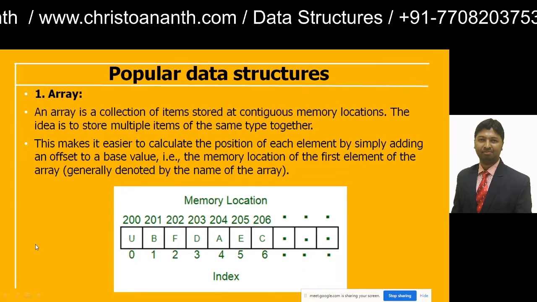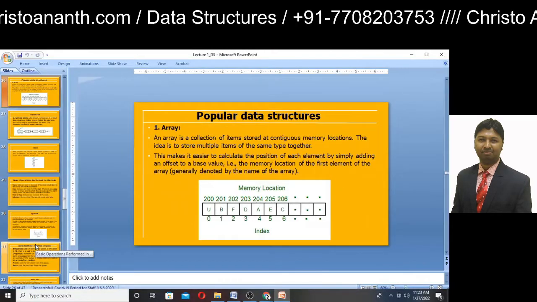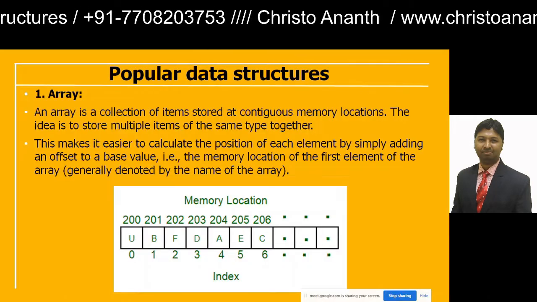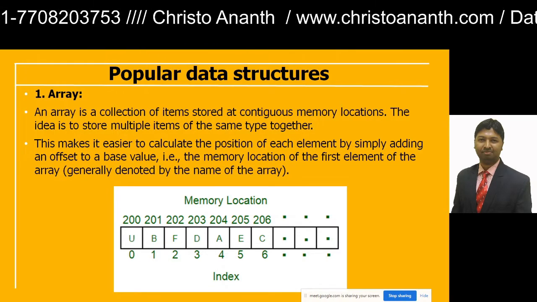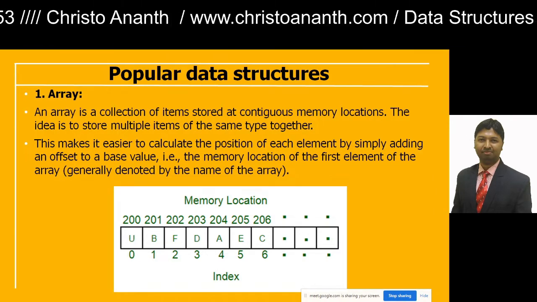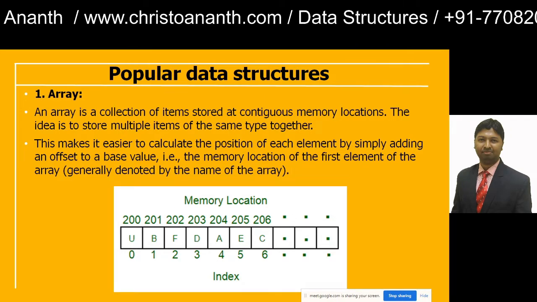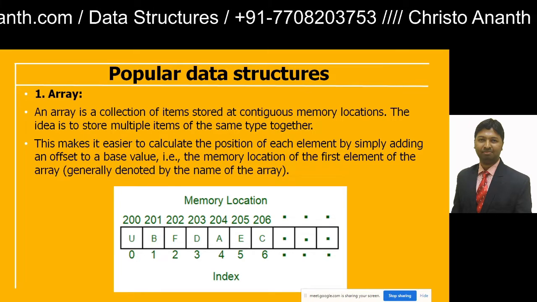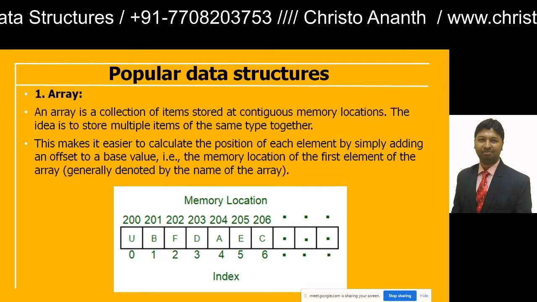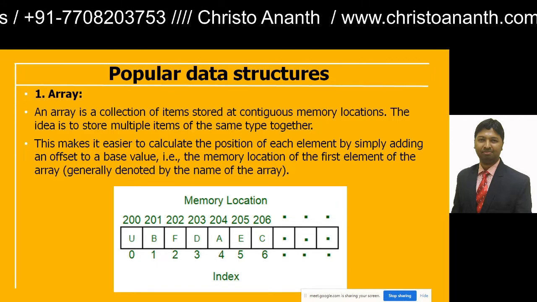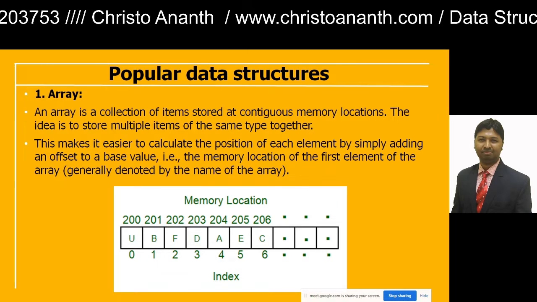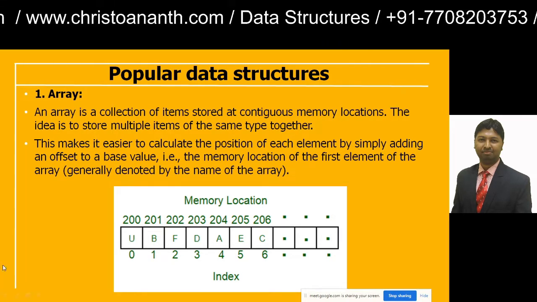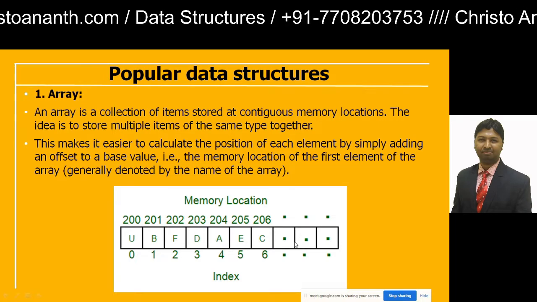And then these are the popular data structures. We have some popular data structures in practice. Here we have an array, which is a collection of items stored at contiguous memory locations. We store multiple items of the same type together, which means it is easy to calculate the position of each element by adding an offset to the base value. For example, we have the memory locations 0, 1, 2, 3, 4, 5, 6, and so on, holding values like U, B, F, D, A, E, C.